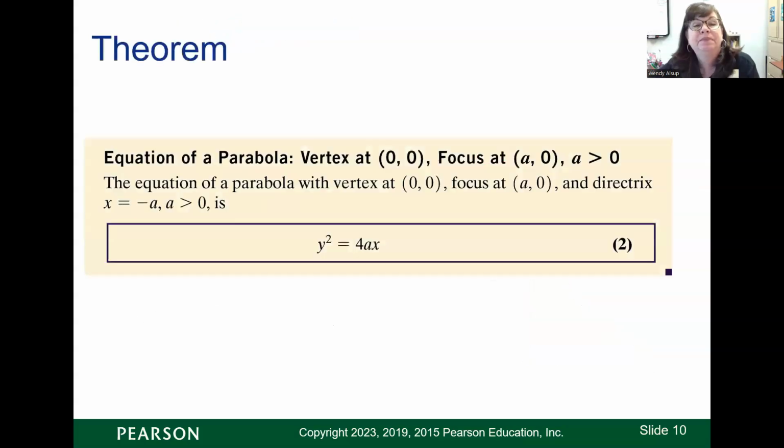Now, if you just have the vertex of (0, 0) and you're opening left to right, you're going to have y squared equals 4ax. So no x minus h.